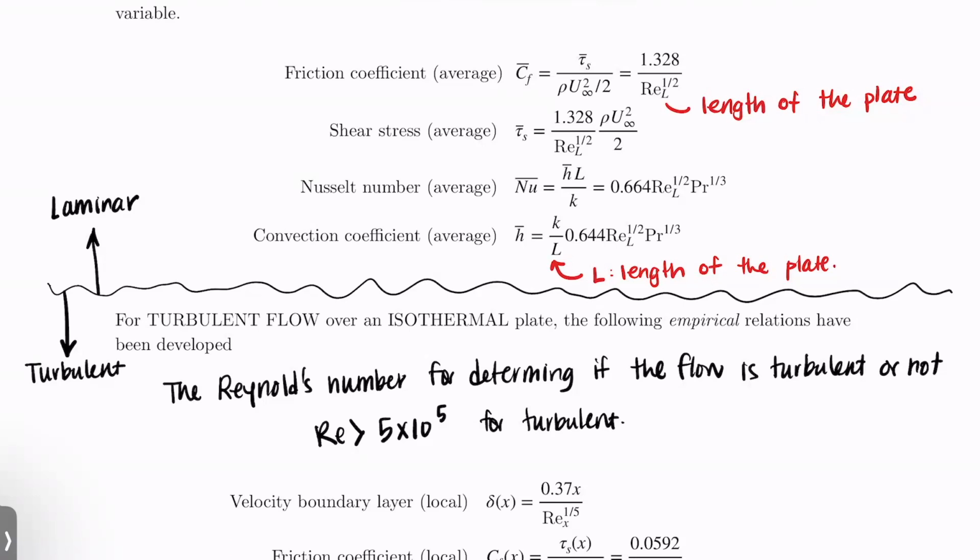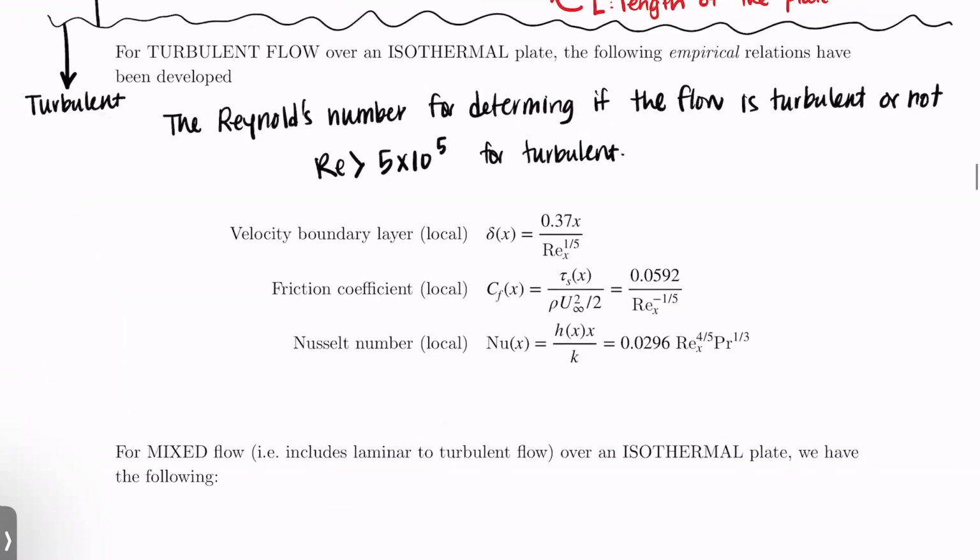Okay. So just like before, these expressions are the locally, or spatially, varying ones. So X again. I'm going to take this last expression that tells us the relationship between the Nusselt number, the convective heat transfer coefficient, Reynolds number, and Prandtl.